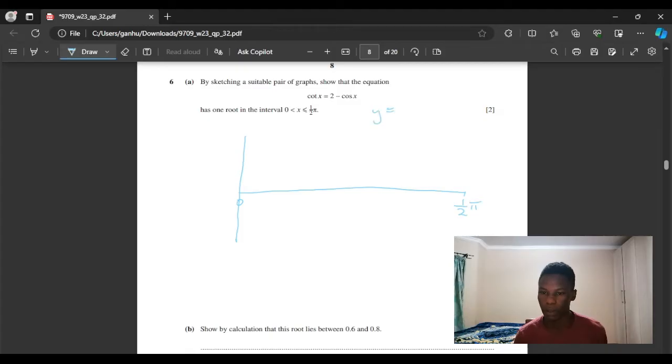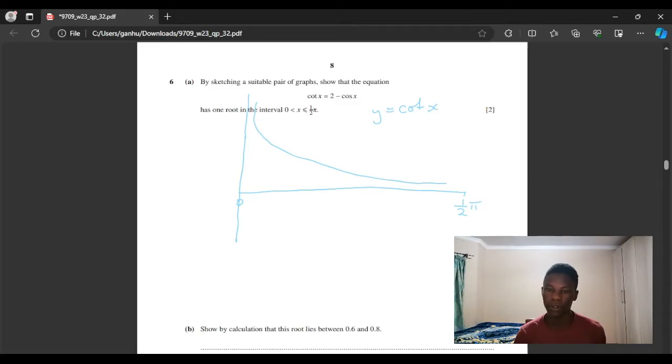So let's start by drawing the graph of y equals cot x. So let's just increase that a bit. It would look something like this, from 0 to half pi, and this is y equals cot x.